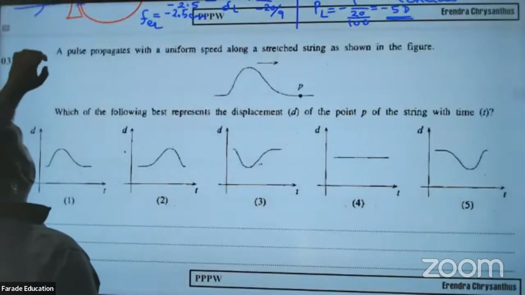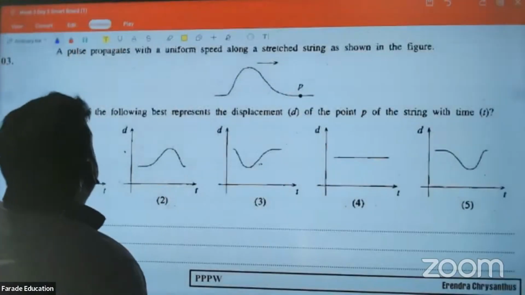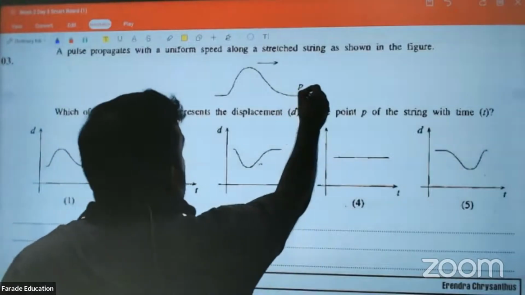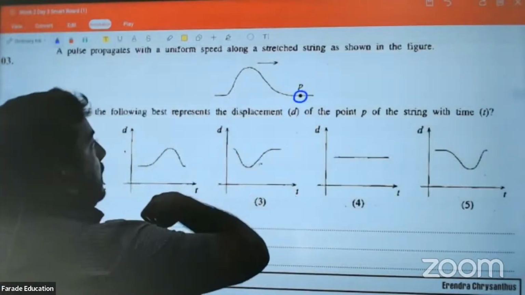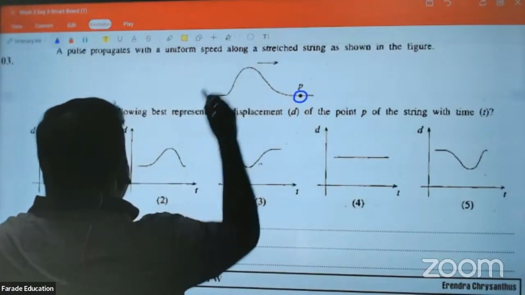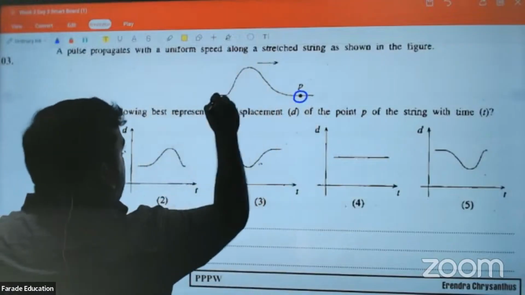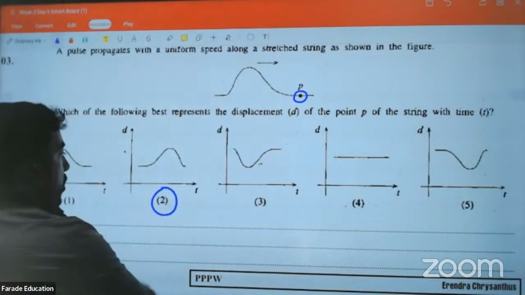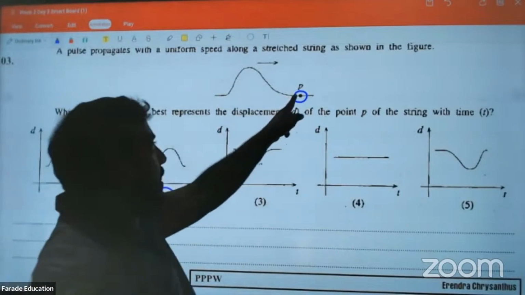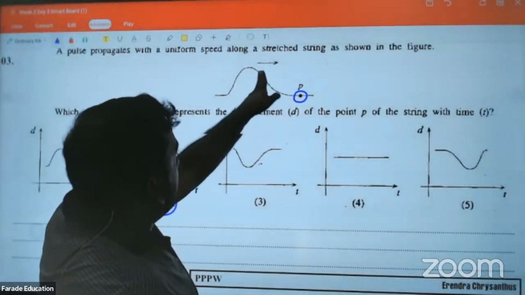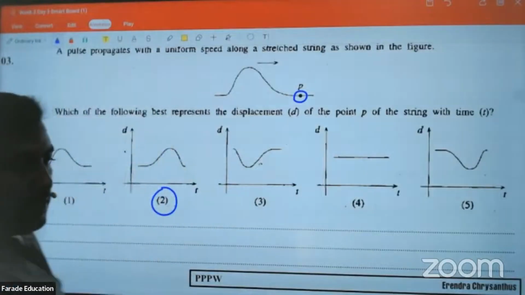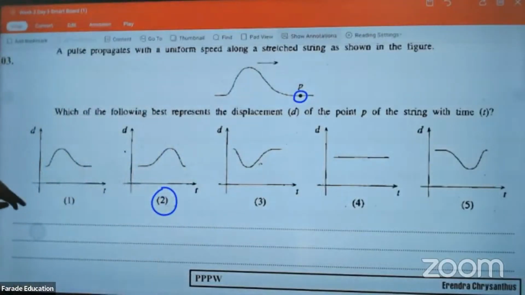Next one. A pulse propagates with uniform speed along. They're asking what is happening to point P. So if you look at this, point P should climb the hill first, a longer climb, and then shorter drop. Longer climb, shorter drop. There you go. Answer is answer number 2. Just follow the hill here. Climbing the hill, shorter drop. Okay, no? Right. That's easy.